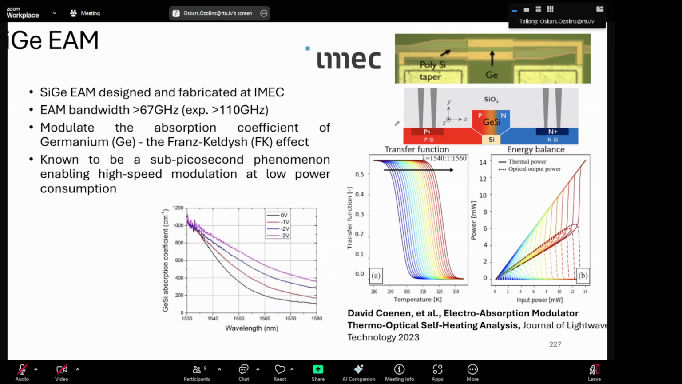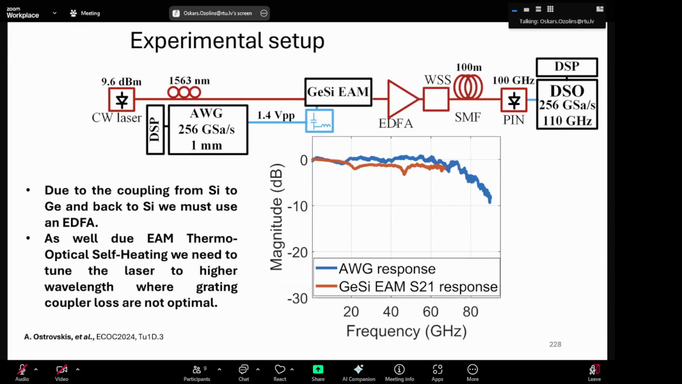So yeah, I think this is the modulator with the largest bandwidth we have seen so far in silicon photonics with integration with germanium. But I think the fastest results we still managed to achieve with the Mach-Zehnder, if I'm not wrong. So let's look. In this case, we have to use an EDFA because of this self-heating effect and the grating couplers not being optimized. Well, they're being optimized, but the bandwidth is limited.